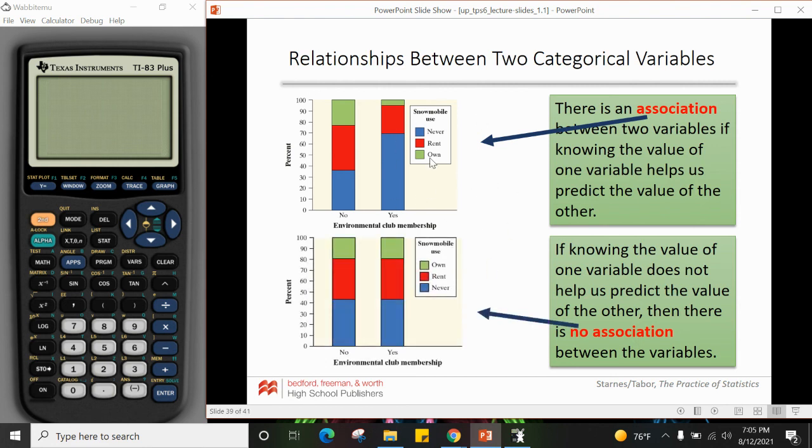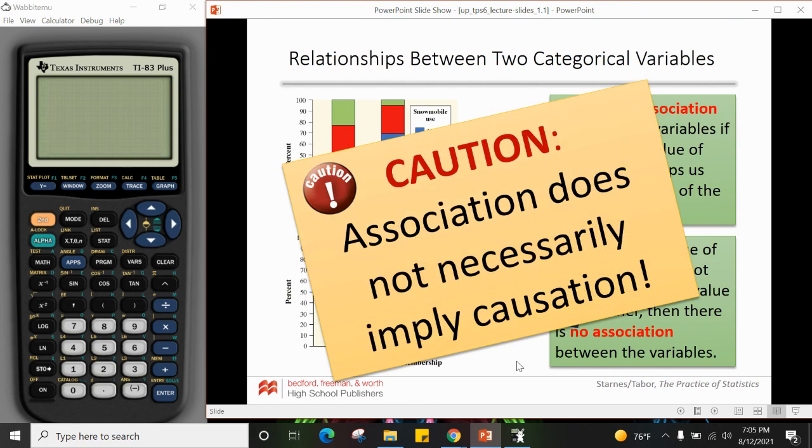So here, there would be an association because if you know that they are an environmental club member, then it's easier to predict that they probably never used a snowmobile before. If the distribution looked like this, it doesn't really tell us much. If we knew if they were no or yes, it doesn't really help us understand anything else because the distribution isn't very different, so there's no association down here, and there would be an association in the first one. And this is exactly what I was saying. Association does not necessarily imply causation. That will be a very big conversation we'll have in class.